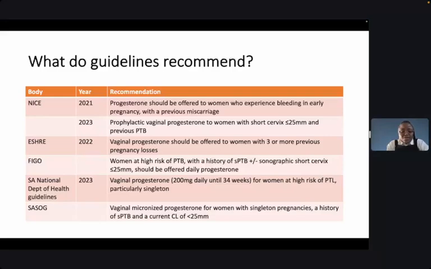The South African guidelines, looking at what our Department of Health says, also recommend the use of vaginal progesterone, 20 milligrams daily until 34 weeks, for women who are at high risk of preterm labor, especially if they present with a singleton pregnancy. The SASOG also recommends using vaginal micronized progesterone for women with singleton pregnancies with a history of spontaneous preterm birth and also a current cervical length of less than 25 millimeters.